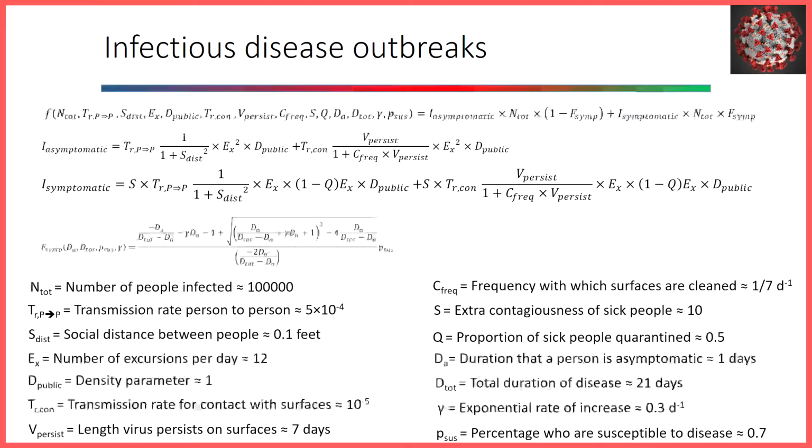After that, we've got D_public, which is the density parameter. I'm going to assign a value of 1 for the density parameter for a normal city like Tallahassee. But remember, this will be higher for Miami and lower for Crawfordville.